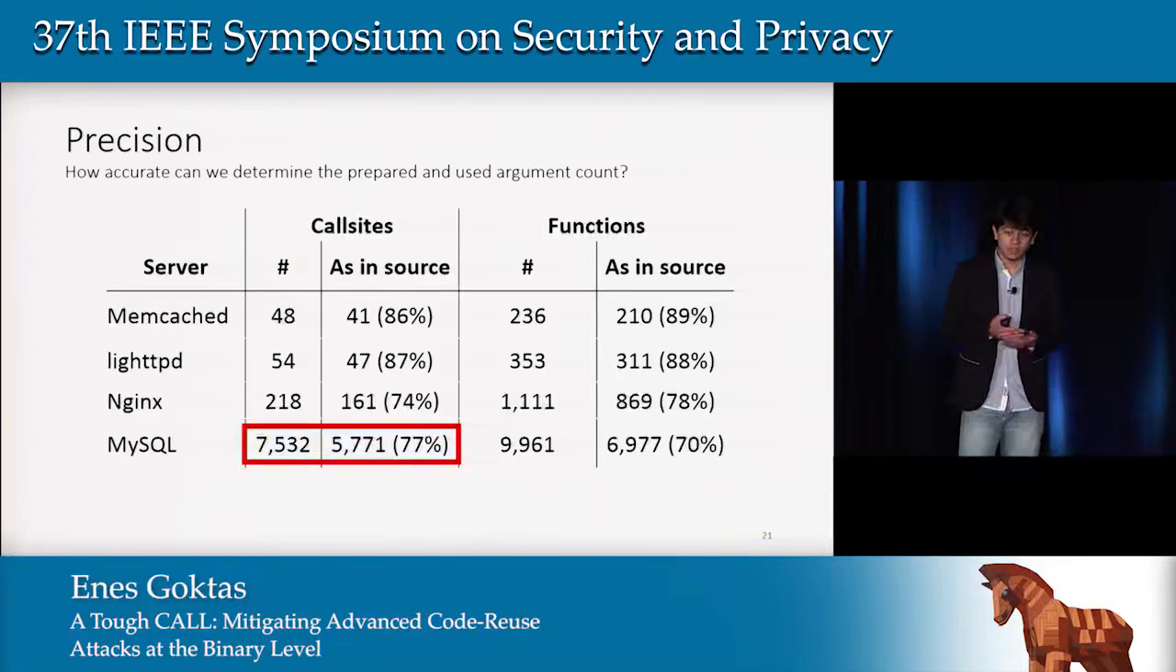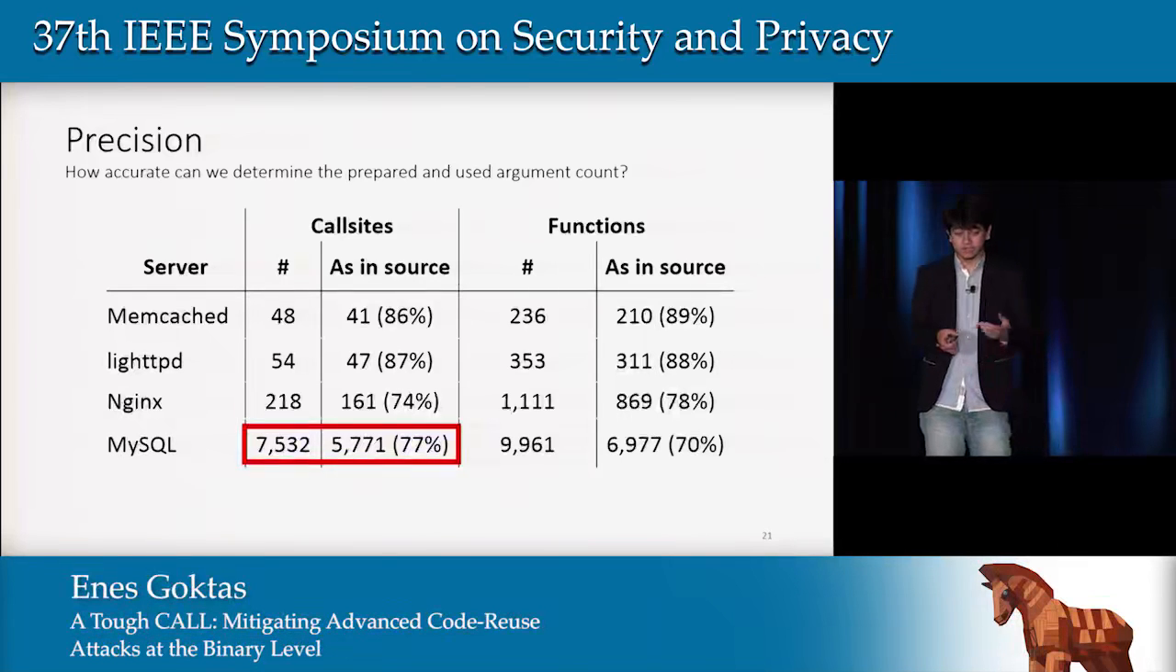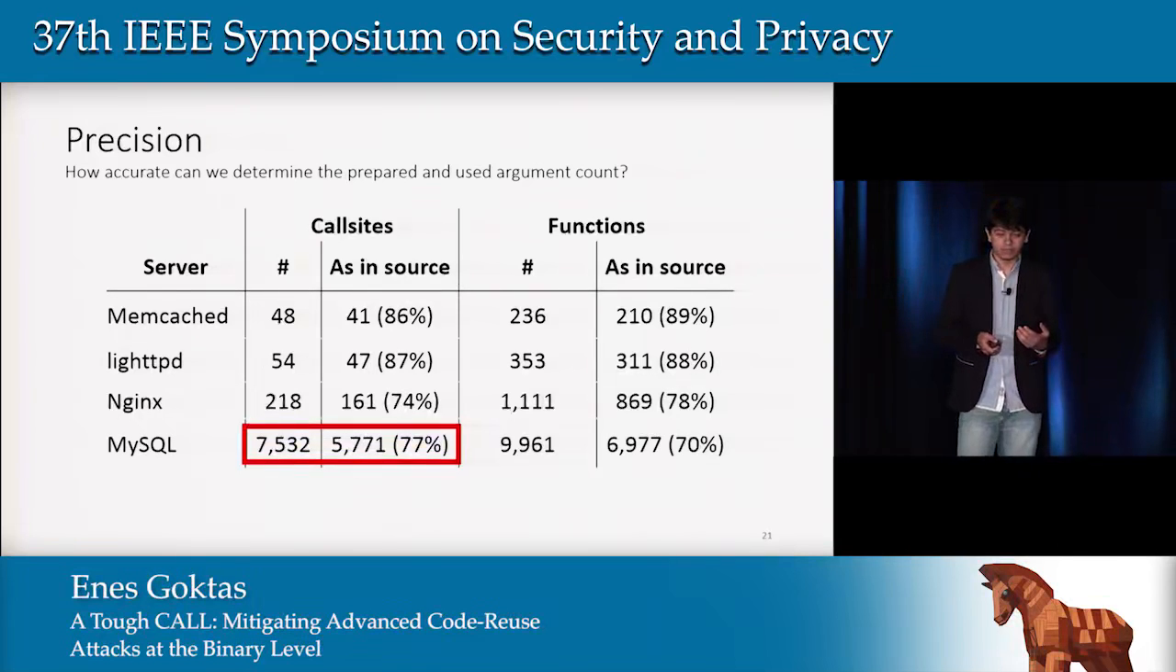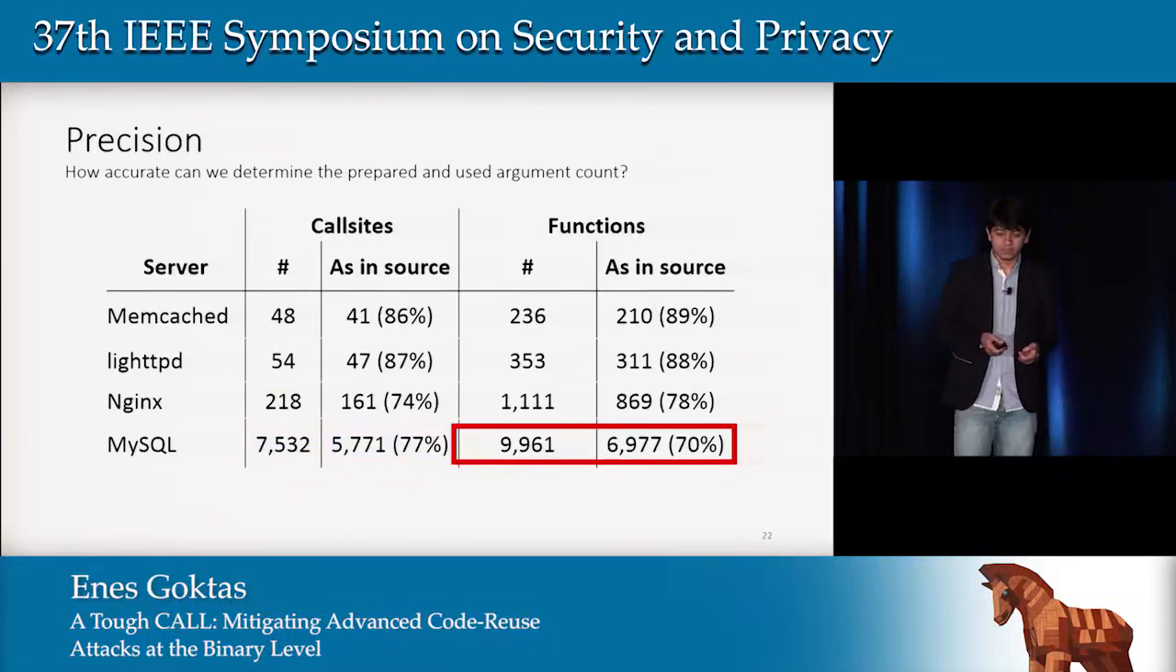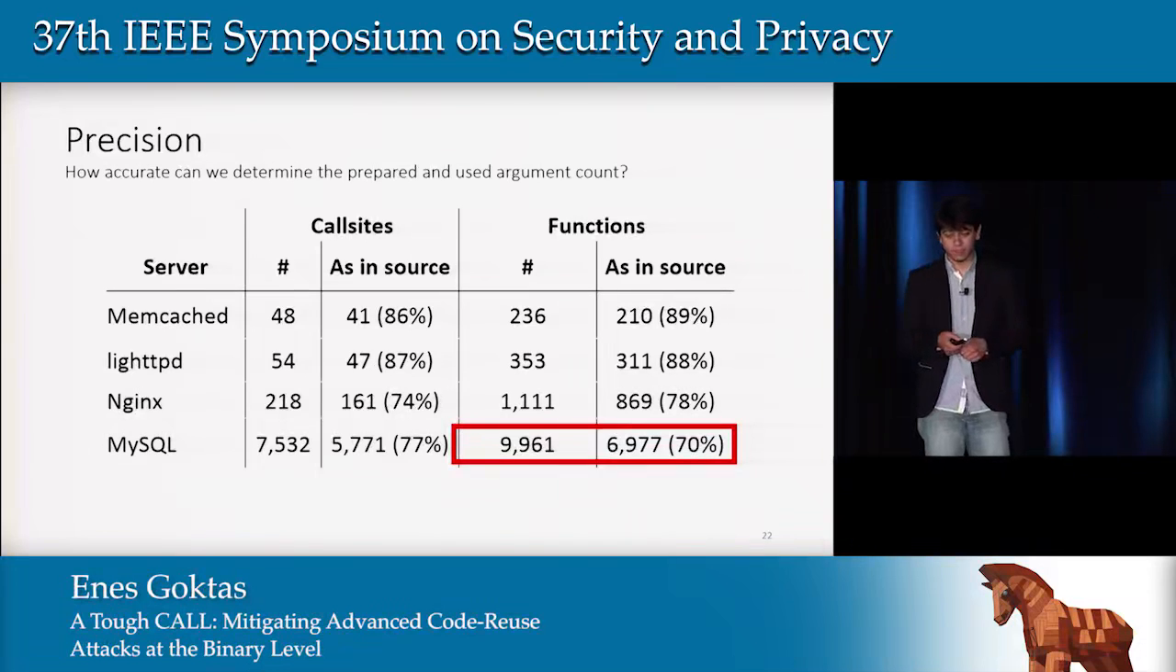We can notice that we get quite close to the source code in determining the argument counts. For example, for MySQL, TypeArmor is able to determine precisely the argument count for about 6,000 call sites out of 7,500. And for functions, it is able to determine precisely for about 7,000 out of 10,000 functions the argument count it expects.